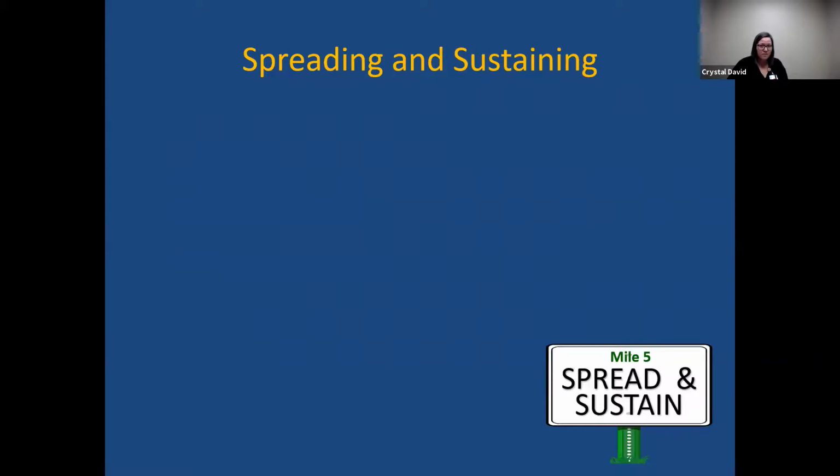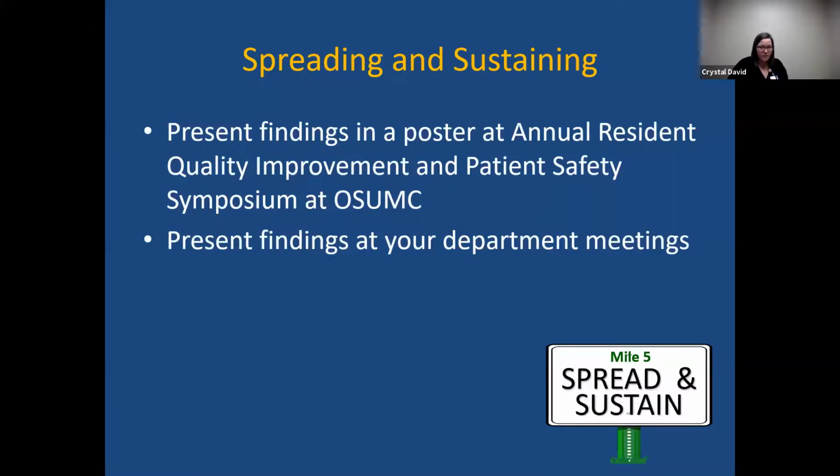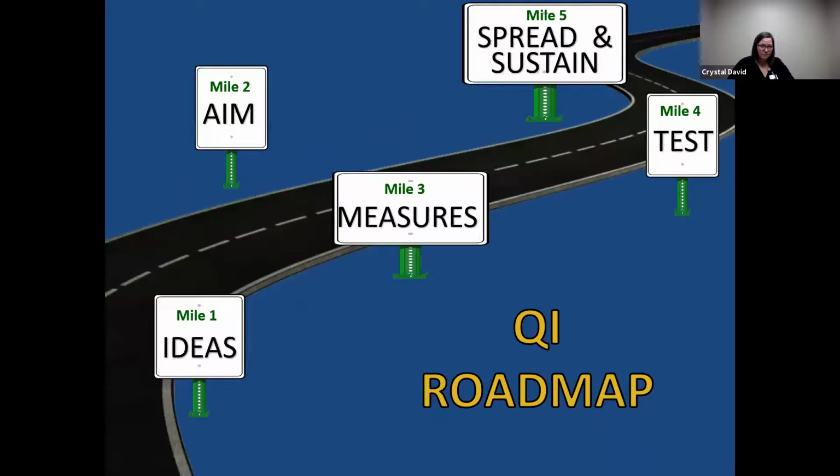Another thing that's really important is sharing your findings with others. And so that's why the quality improvement symposium is great, right? So you can present these findings in your poster at your quality improvement symposium, and so we can share with everybody. It might work for other departments as well. We also always present our findings at our department meetings, so I would encourage you to do the same thing. And hopefully you can publish these findings in a journal depending on what you did. So that is my roadmap.